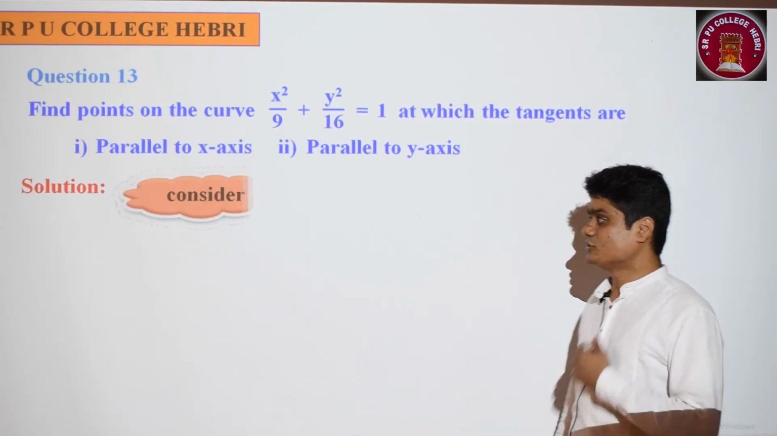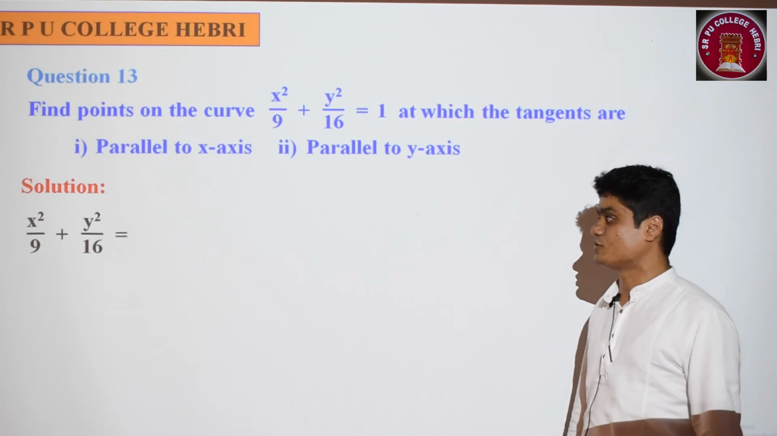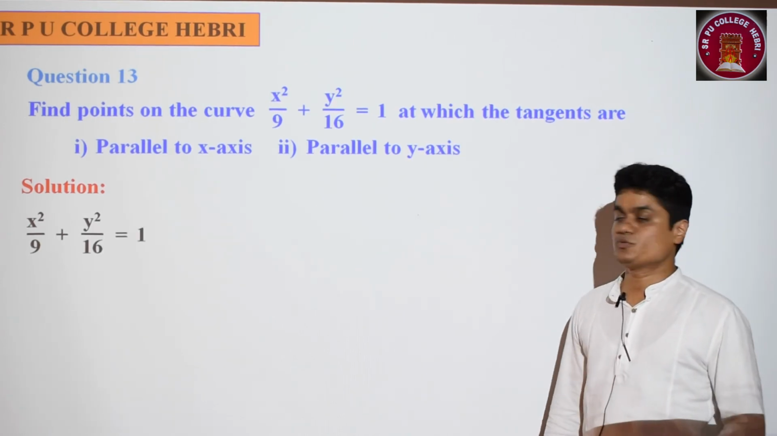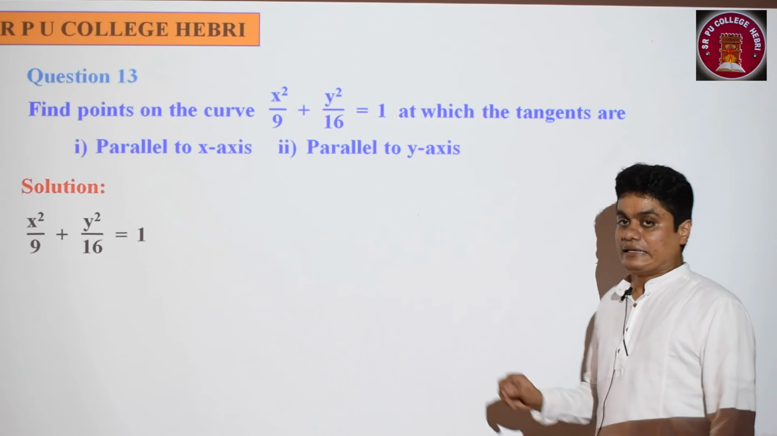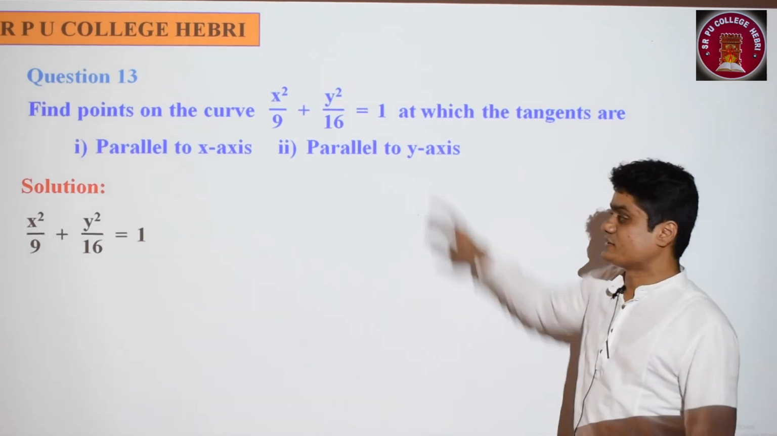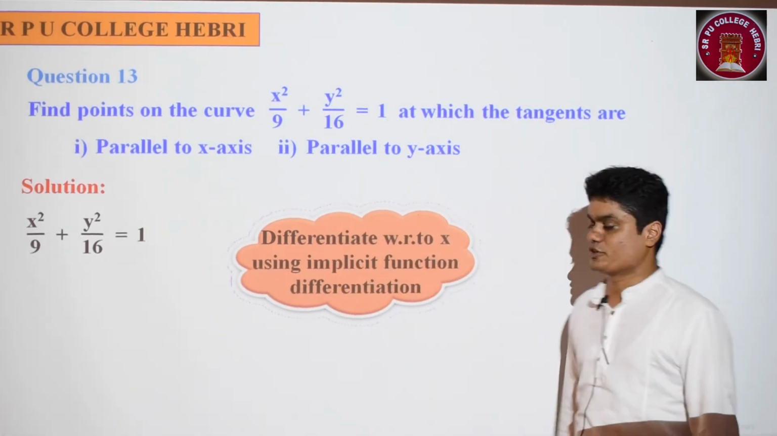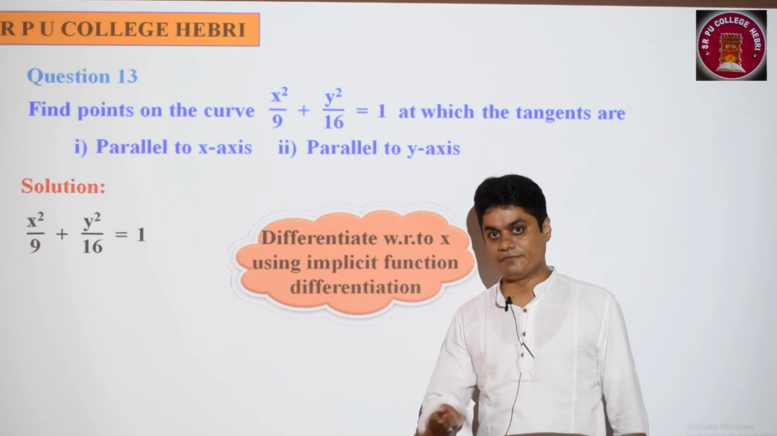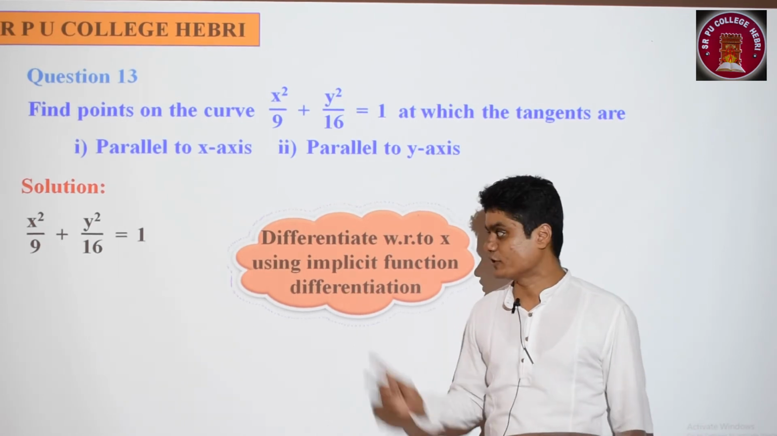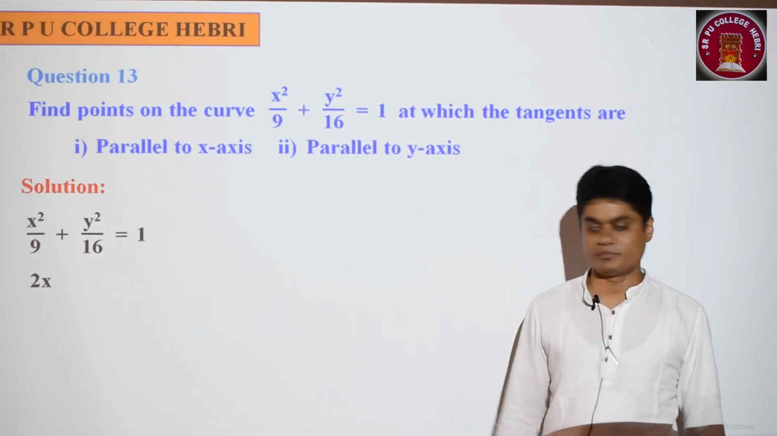Okay, so first consider the equation x square by 9 plus y square by 16 is equal to 1. Which is the first step: differentiation, or write down what is given? Differentiate with respect to x using implicit function differentiation. Here we will differentiate first, then we will write what is given. I hope you remember that.